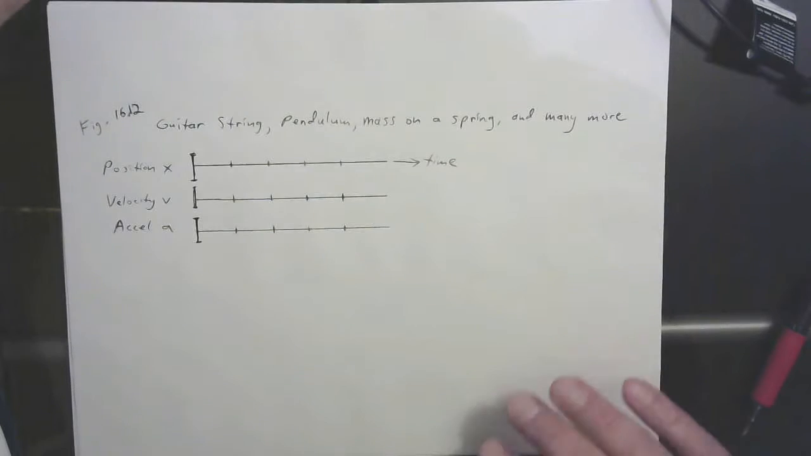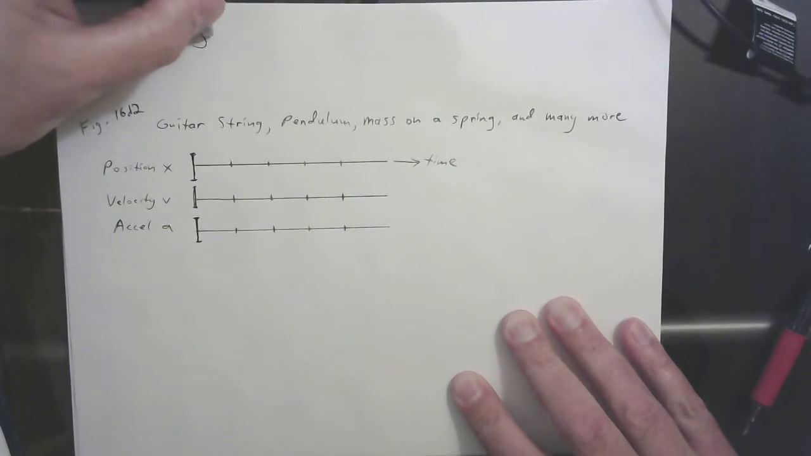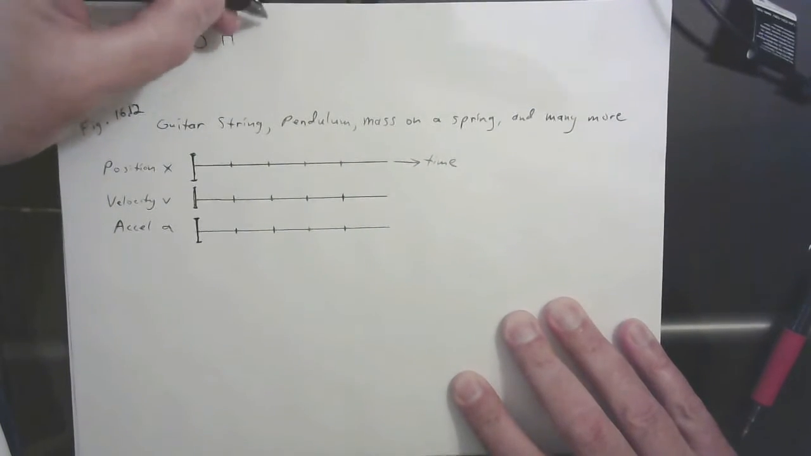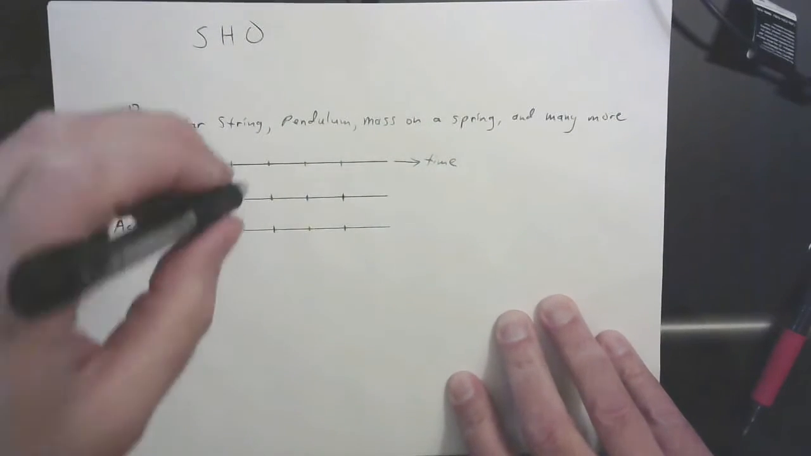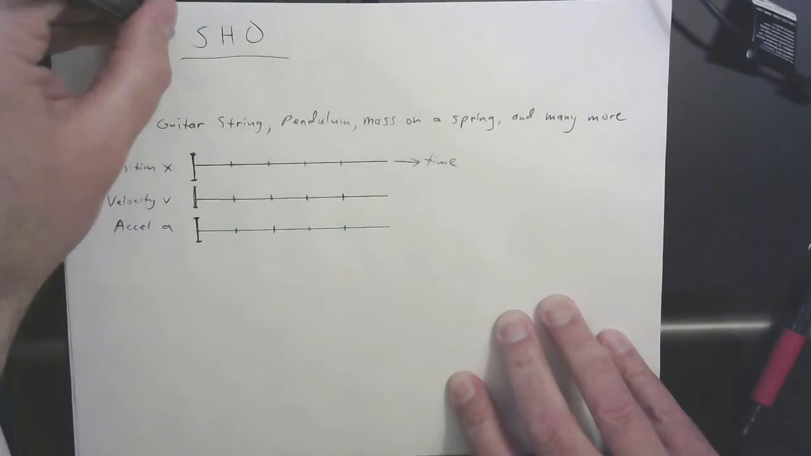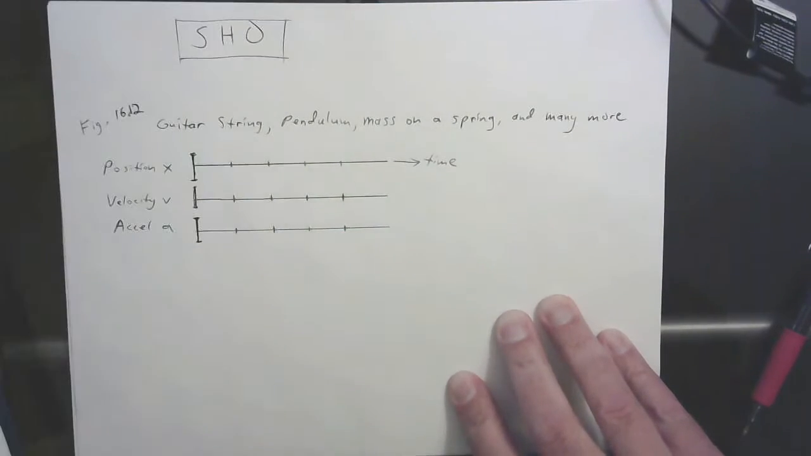Let's dig into our favorite oscillator, the simple harmonic oscillator. What a wonderful thing it is. And the book unabashedly puts in the abbreviation SHO. Interesting acronym there. So let's think about that.